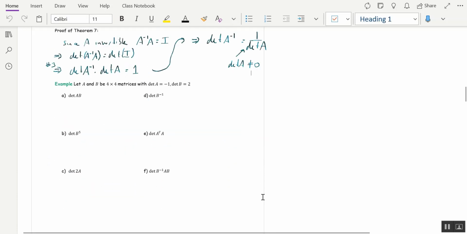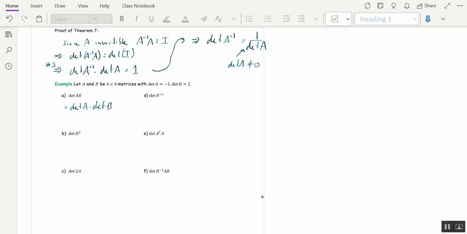We've got two matrices, A and B, and we're told the determinant of A and the determinant of B. Let's find the determinants stated here. Determinant of AB, so this is the determinant of A times the determinant of B, which is -1 times 2, so -2. Okay, B to the 5th is the determinant of B times B times B times B times B, but determinants distribute over multiplication, so this is just the determinant of B times itself 5 times. So this is the determinant of B to the 5th power. 2 to the 5th is 32.